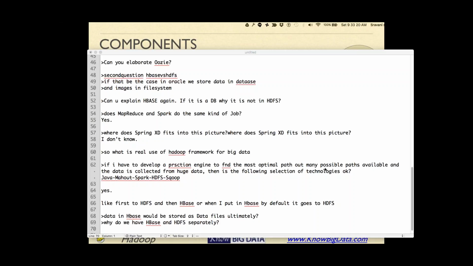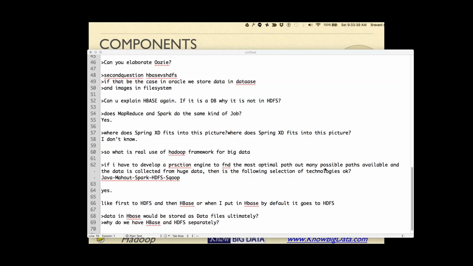Now, Mamta's question is, how is data transferred to HDFS? Is it via Hadoop client? Yes, it is via Hadoop client. There is a Hadoop client called the hadoop command, and you can use hadoop fs.